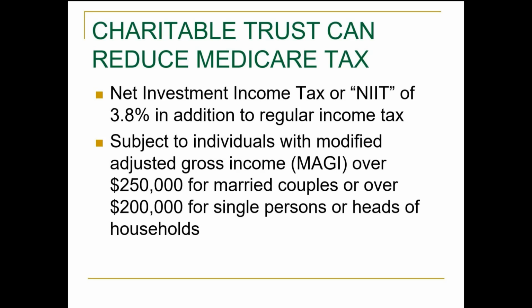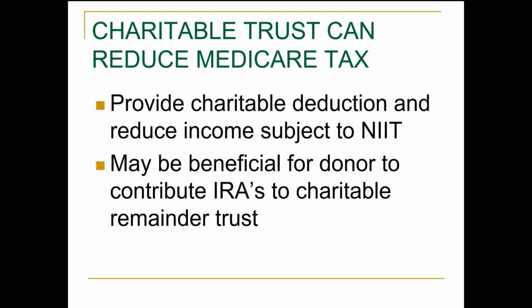This was created as part of the Affordable Care Act, and the tax is imposed on individuals with modified adjusted gross income, MAGI, over $250,000 for married couples or over $200,000 for single persons or heads of household. By providing a charitable deduction, that's going to reduce the donor's income which is subject to the NIIT. For that reason, it may be beneficial for a donor to contribute IRAs to a charitable remainder trust.